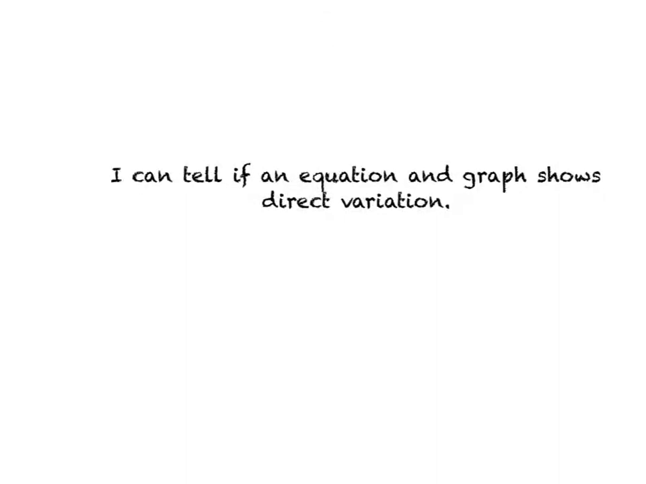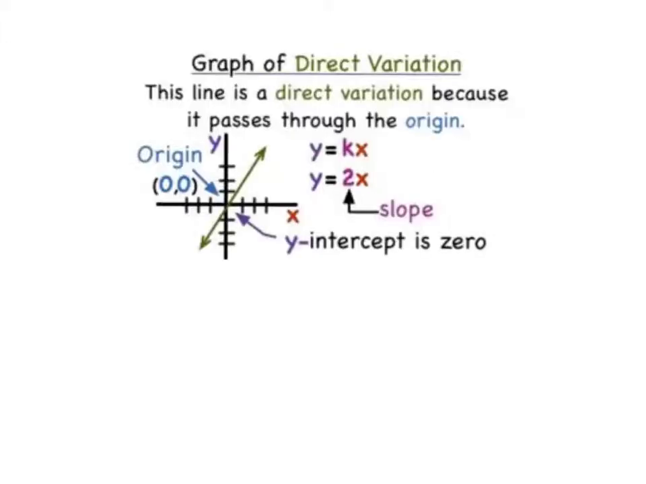In this lesson, we're going to tell if an equation or a graph shows direct variation. How will we know if a graph shows direct variation? Well, another word for direct variation is proportional. A line will show direct variation, or it will be proportional, if it is straight and it passes through the origin. The y-intercept is 0.